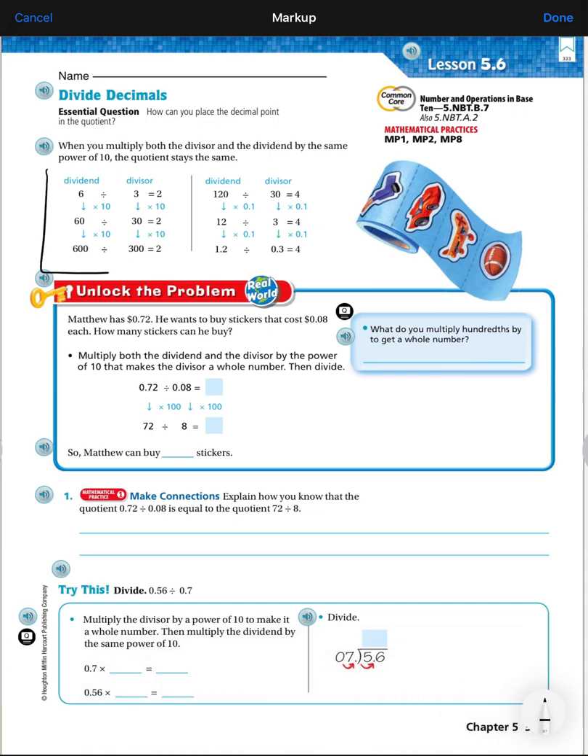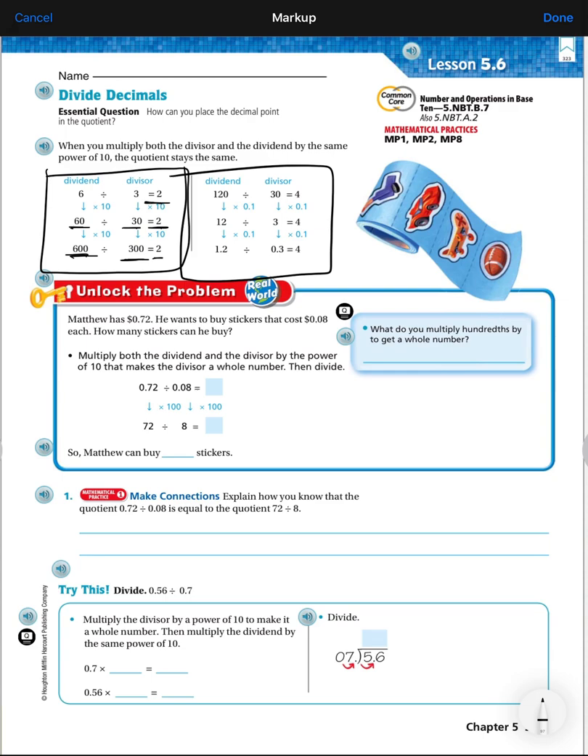So they give us some examples right here, in these two boxes. They give us 6 divided by 3, which is equal to 2. And then they take 60 divided by 30, which is also equal to 2. And then they take 600 divided by 300, which is also equal to 2, okay? So they're multiplying by 10, but we're still getting that same quotient. And this is all going to make sense as we work through these problems.